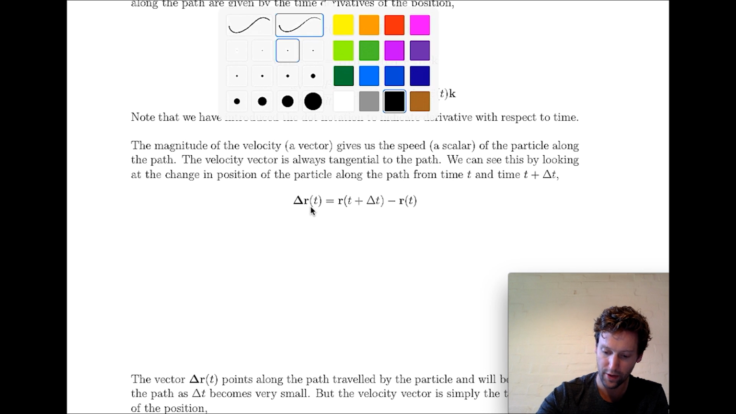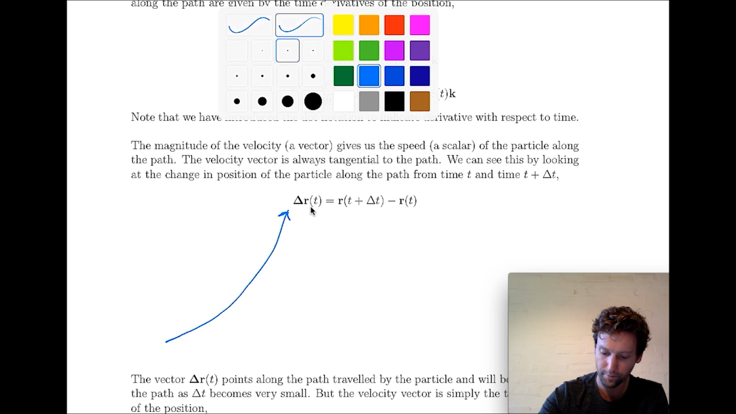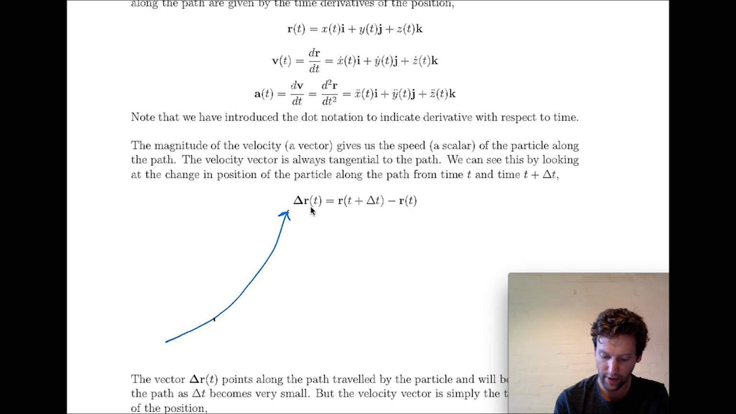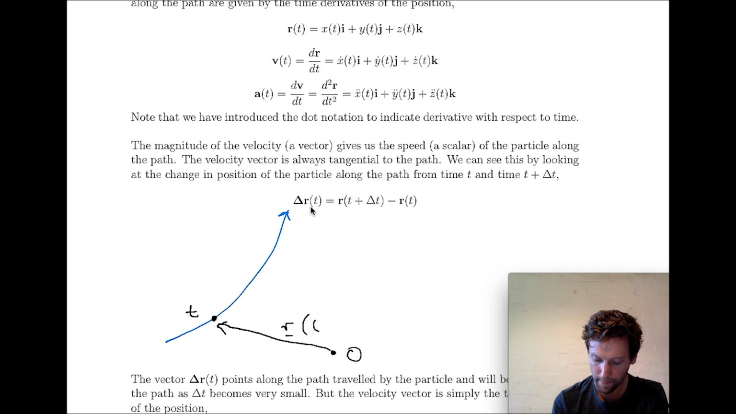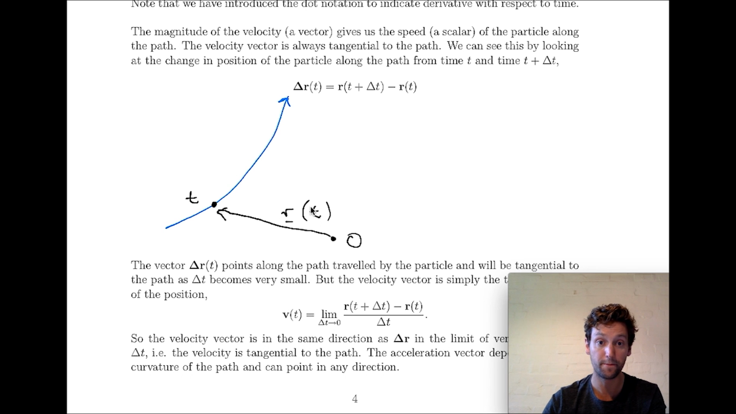So let's think about some complicated curved trajectory through space. Here's my particle traveling along this trajectory. Let's imagine that I look at the position of this particle at some time. That's going to be represented by a vector from the origin. Here's the origin. Here's the particle's position at time t. And it's going to be represented by the vector r of t. So that just represents the position of the particle at time t.